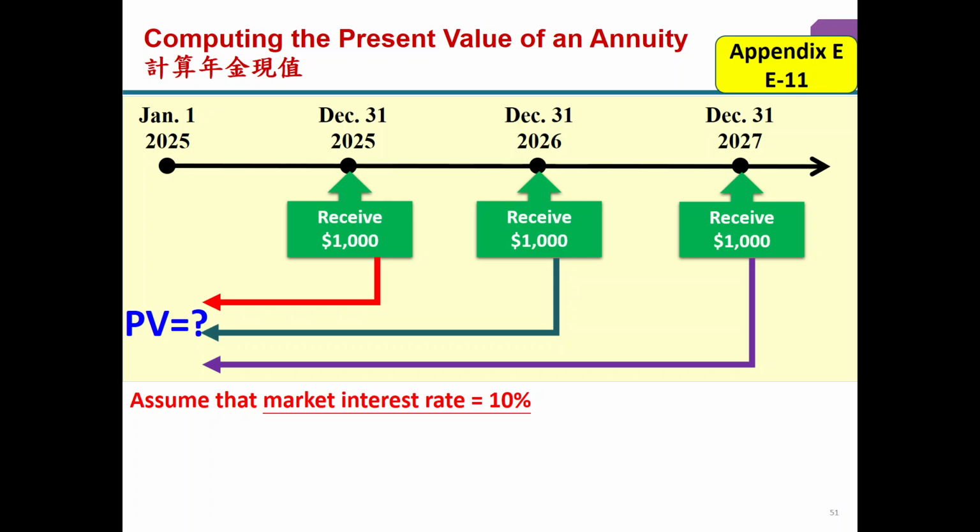For the first 1,000, you need to get its present value, then discount it one time, right? So $1,000 divided by one time, market interest rate 10%. For the second 1,000, how many times? 1, 2, 2 times. So you divide it by 2 times. For the third 1,000, how many times? 1, 2, 3 times. So you divide it by 3 times. Based on this, you find out each one's present value, add up together, okay? So it becomes this.